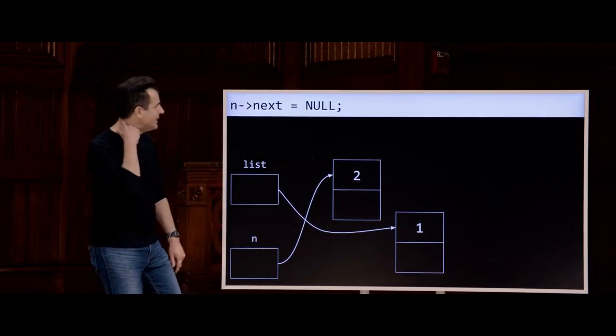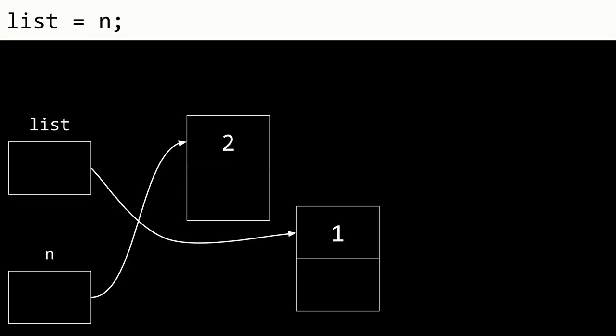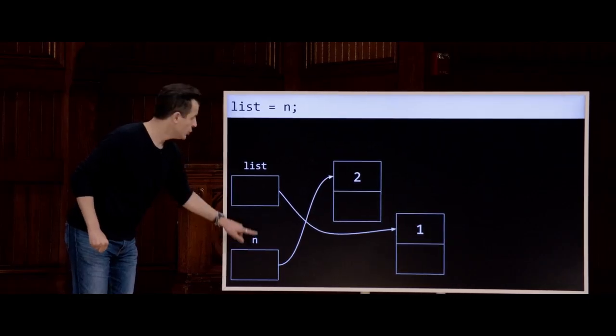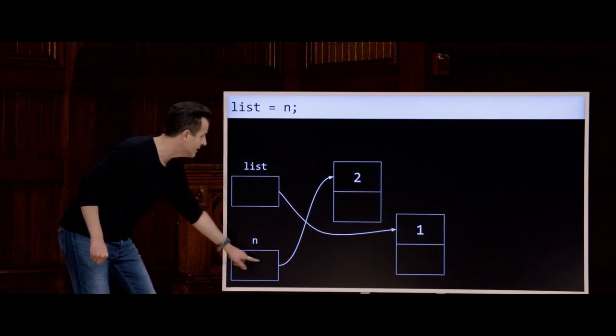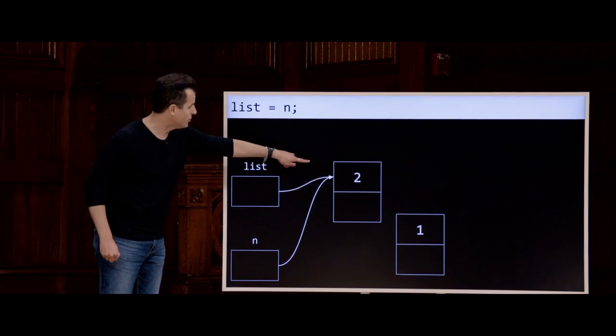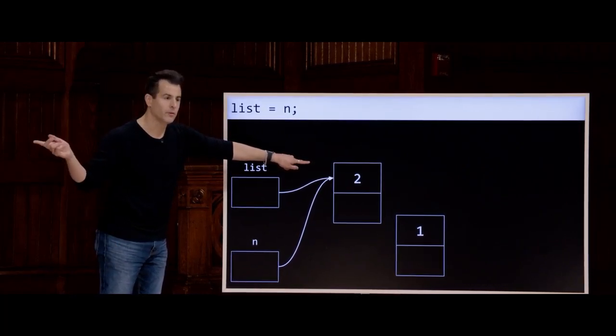How do I combine these two? Well, let me propose this. Let me propose on our next line here, we actually update, for now, list equal to n. That is to say, whatever address this is, whatever it's pointing at, change list to be the same address. That is, point at the same thing. So if n is pointing here, let's change list to point here. And go ahead and do that, Carter, if you could. I don't like this. Can you go one further step?